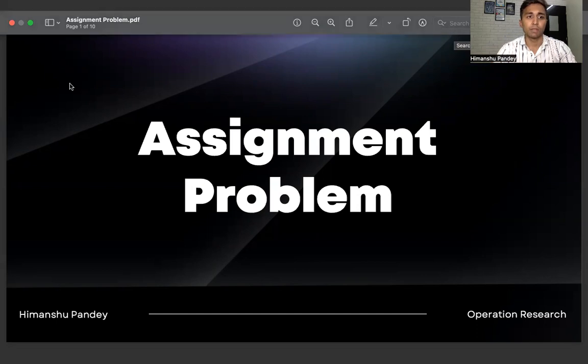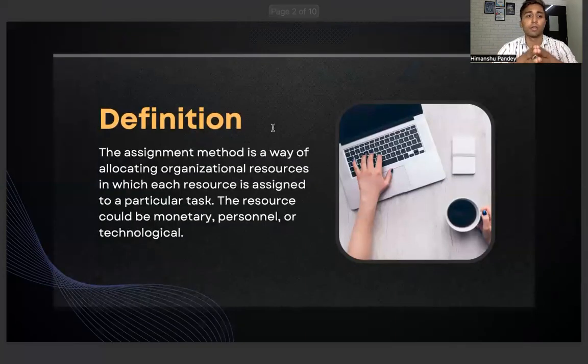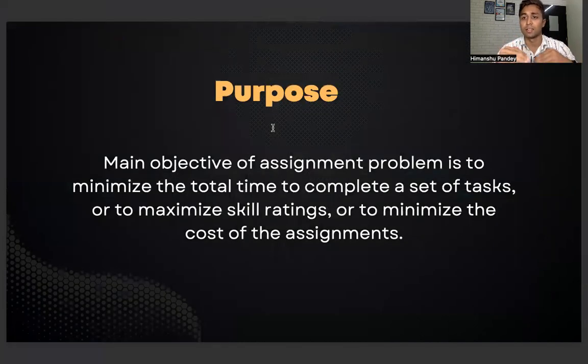So let's start with the definition. The assignment method is a way of allocating organizational resources in which each resource is assigned a particular task. The resource could be monetary, personnel, or technological. So let's try to understand the purpose of the assignment problem, like why we use this method.